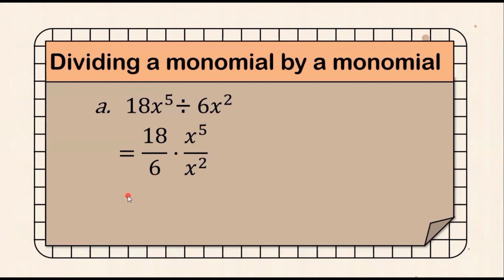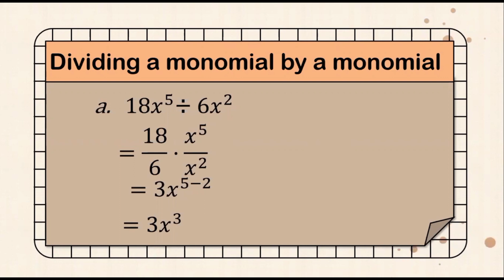This will give us 18 divided by 6 is equal to 3. While x raised to 5 divided by x raised to 2, following now the quotient rule, keep the common base and subtract the exponents, it will give us now a quotient of 3x cubed. So don't forget to always simplify your final answer.